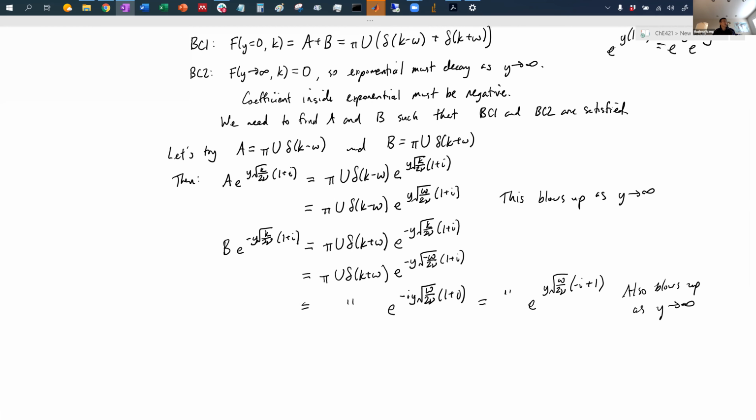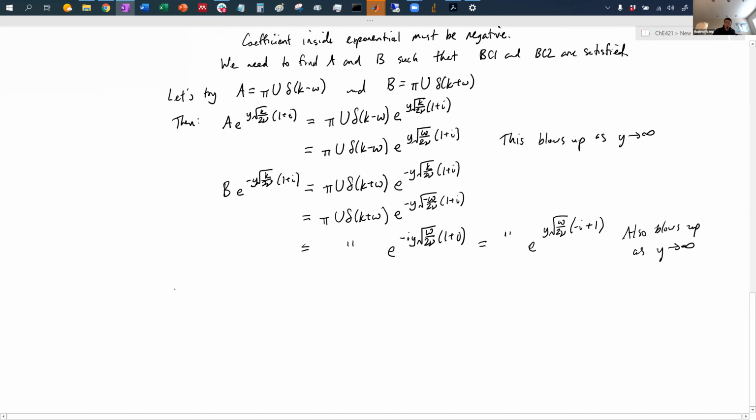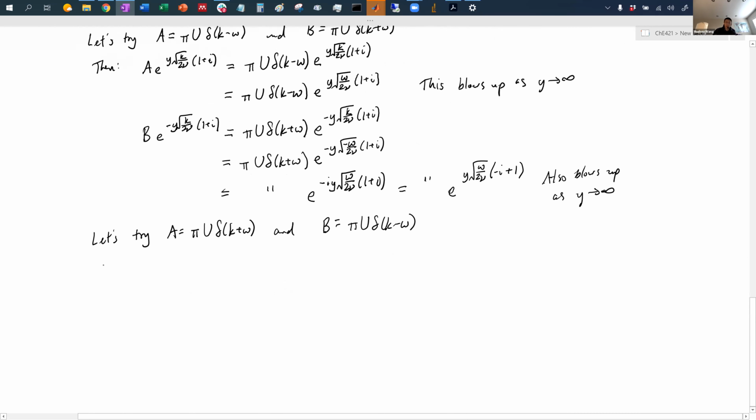Okay, hopefully I've been able to convince you so far that we cannot have A be this thing and B be this thing. Okay, so let's try the other case. If that's the case, then this first term is equal to pi u delta k plus omega e to the y square root of k over 2 nu 1 plus i.